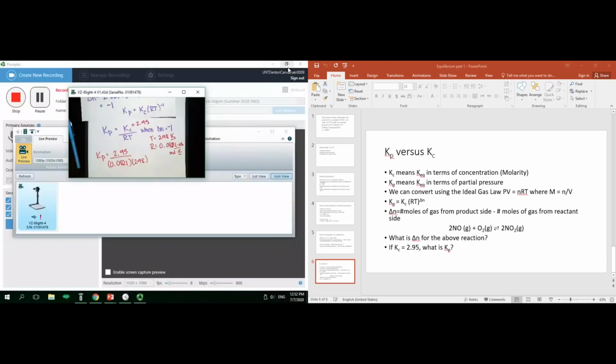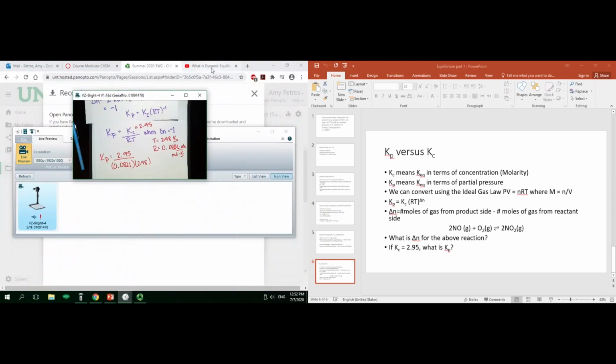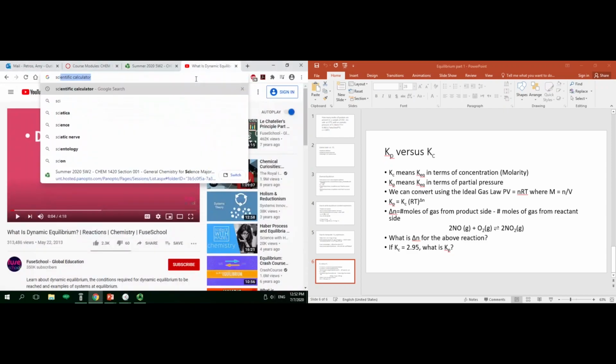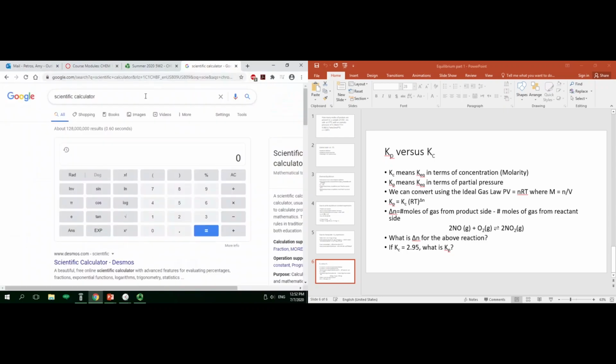All right, I'm gonna pop on over to the scientific calculator that I was using earlier, and I'm going to plug in 2.95 divided by, and I'm going to use my parentheses because order of operations will totally mess me up, 0.0821 times 298, close parentheses, equals 0.121, if I want to round up a little bit.